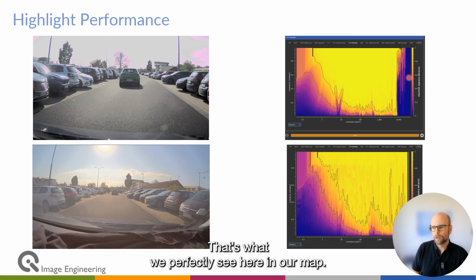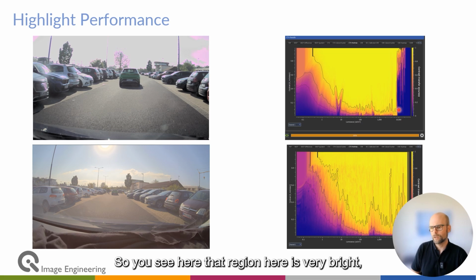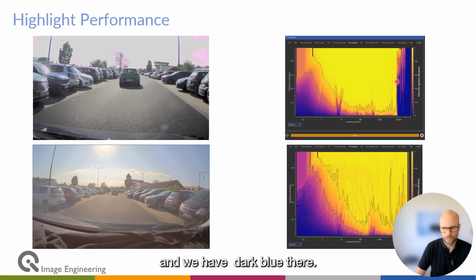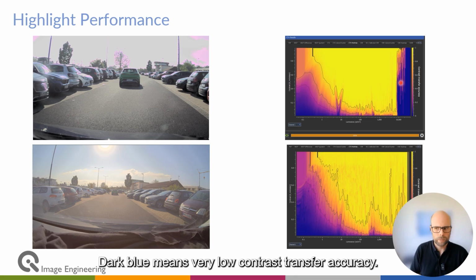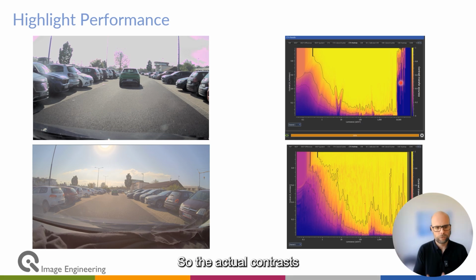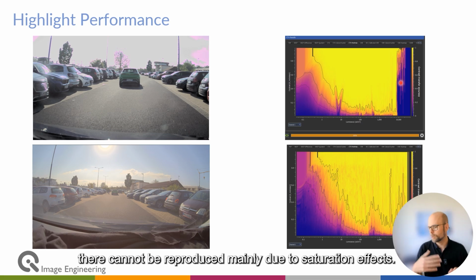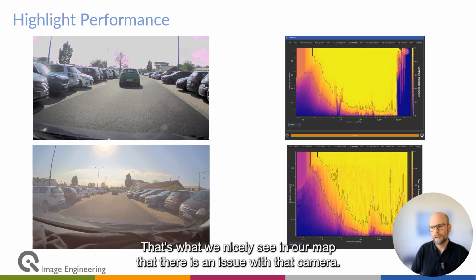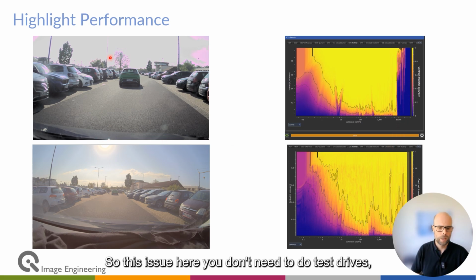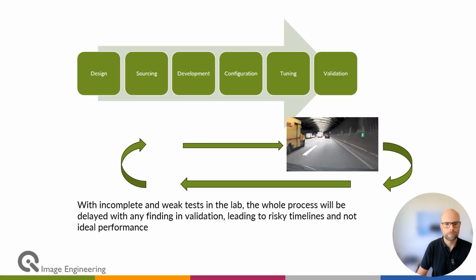That's what we perfectly see here in our map. So you see that region here, that is where it's very bright, and we have a dark blue there. Dark blue means very low contrast transfer accuracy, so the actual contrast that's there cannot be reproduced, mainly now due to saturation effects. And that's what we nicely see in our map, that there is an issue with that camera. So this issue here, you don't need to drive out, you can just get that from the map.